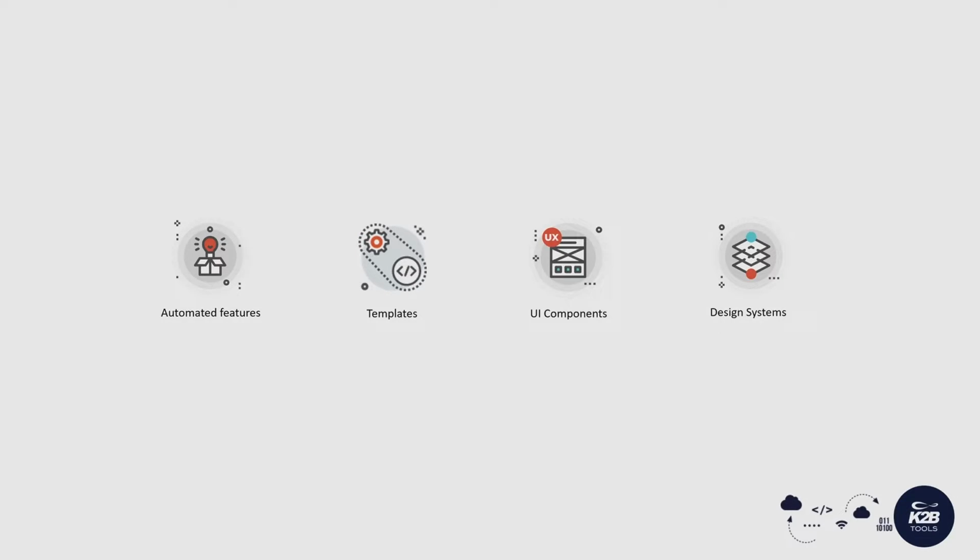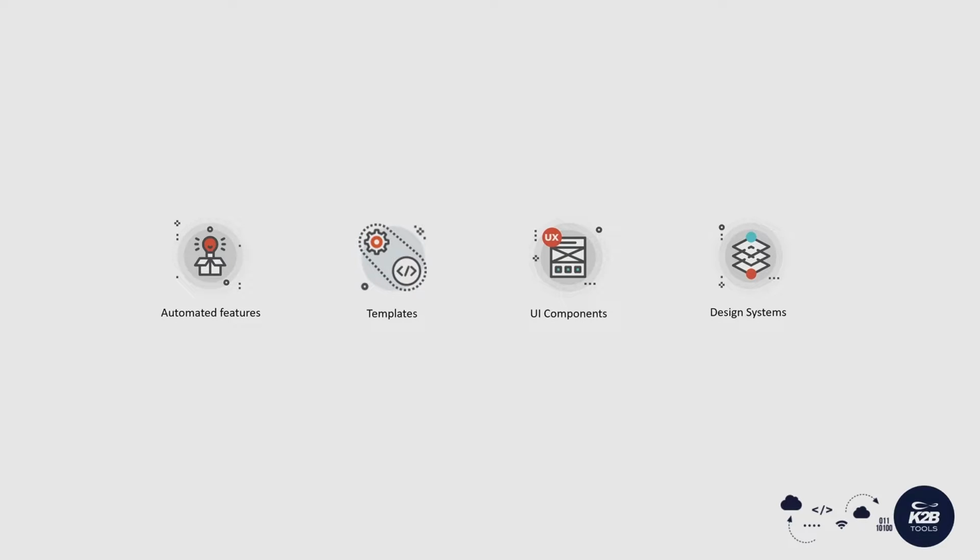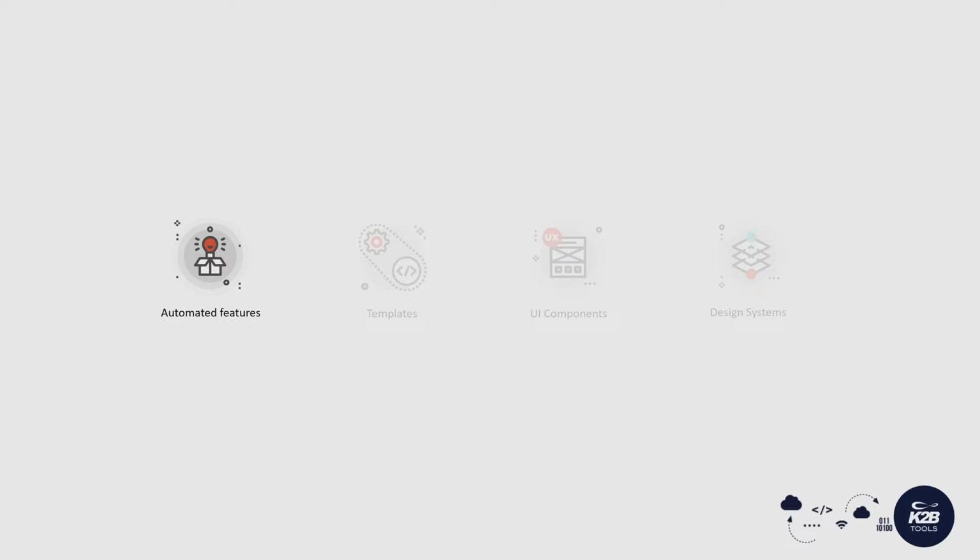Then we will also see how we can really boost developers through a powerful template selection mechanism to create interfaces. Then we will also work a lot on UI components that will greatly improve user experience in GeneXus applications. And finally, we will tell you a bit about the powerful design systems offered by K2BTools so that the applications that you're generating for your users will come with a great user experience. So let's talk about automated features.